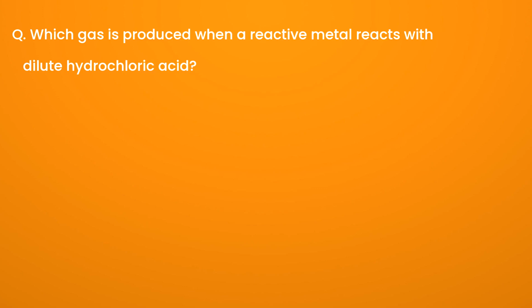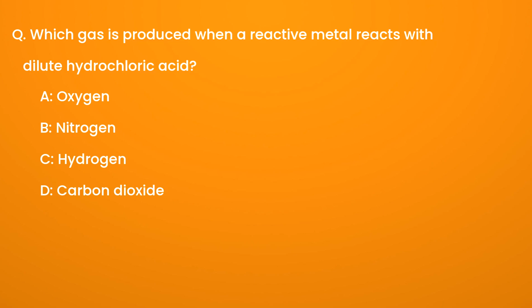Question: which gas is produced when a reactive metal reacts with dilute hydrochloric acid? Option A, oxygen. Option B, nitrogen. Option C, hydrogen. Option D, carbon dioxide. You have 5 seconds to answer the question.